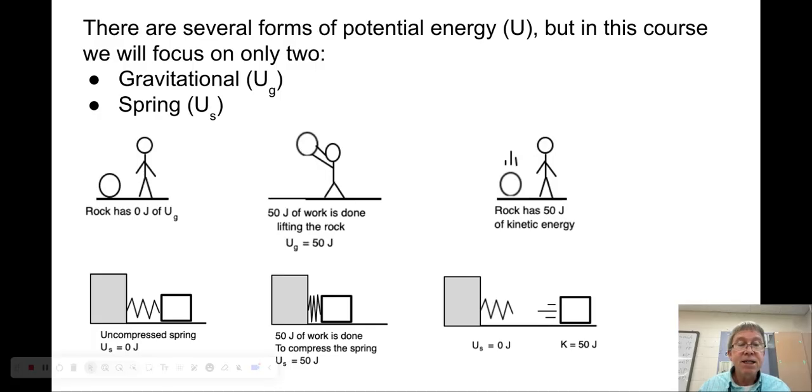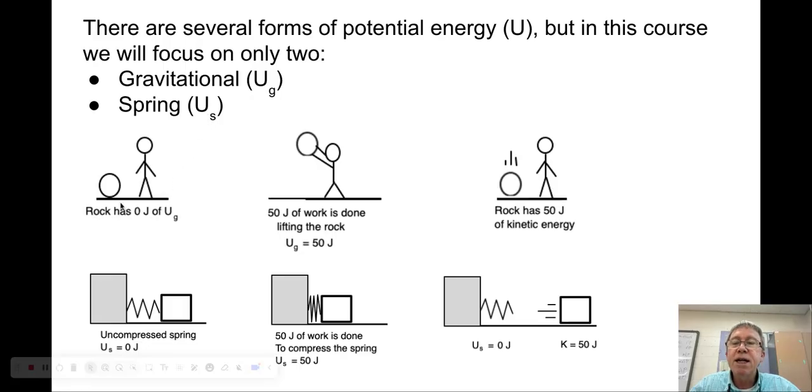Now, as I said earlier, there are several forms of potential energy, but the two we're really going to focus on in AP Physics 1 are gravitational potential energy and spring potential energy. And we'll define spring potential energy in a later episode. But here's what we've got here. Gravitational potential energy is U_G, so we're going to put a subscript G to mean gravitational potential energy, and a subscript S to mean spring potential energy.